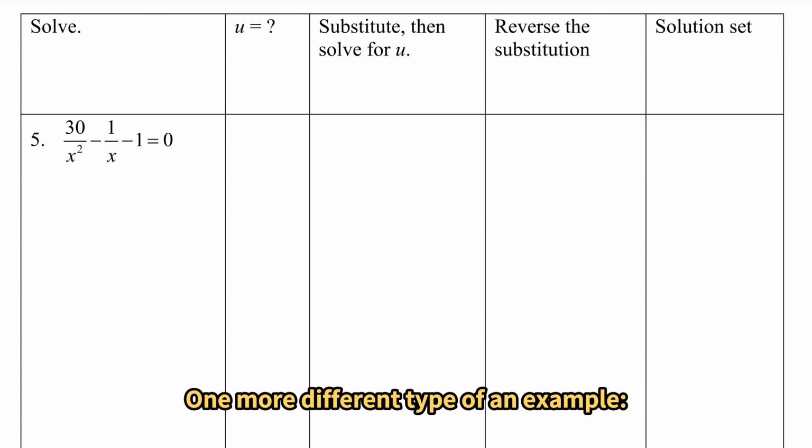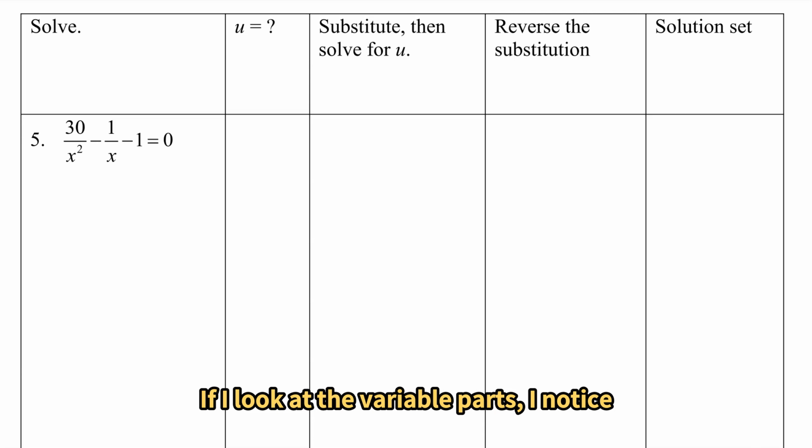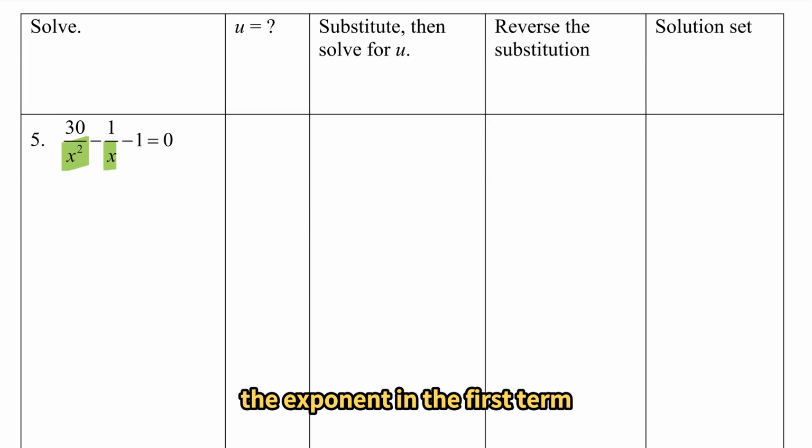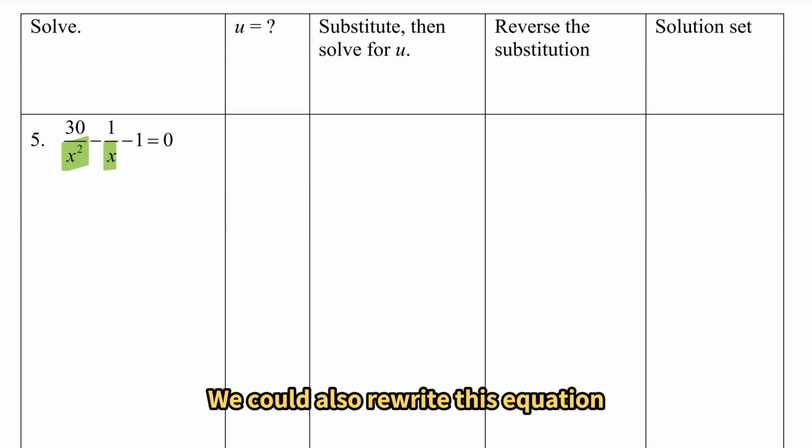One more different type of an example. 30 over x squared minus 1 over x minus 1 equals 0. If I look at the variable parts, I notice the exponent in the first term is double that of the exponent in the second term. We could also rewrite this equation.